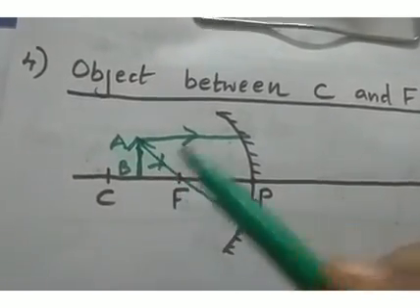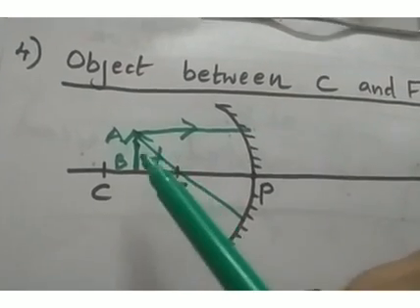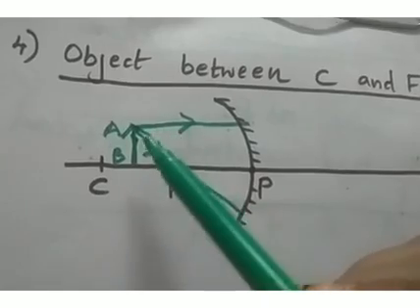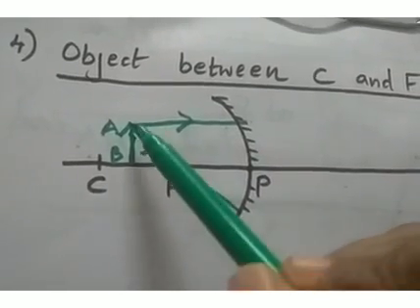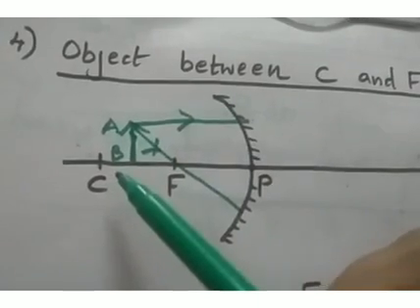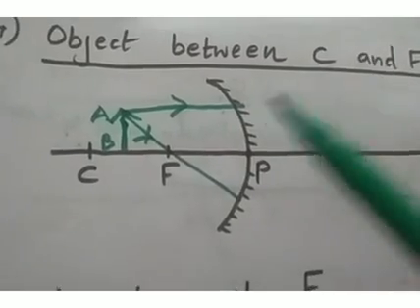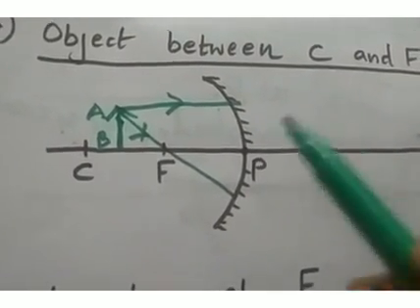See children, we can choose any two rays. Some in your NCERT textbook they might have chosen one ray as the parallel ray and another ray passing through the center of curvature, like that. So no problem, you can choose any two of the rays. You can follow the NCERT textbook pattern also, no problem.